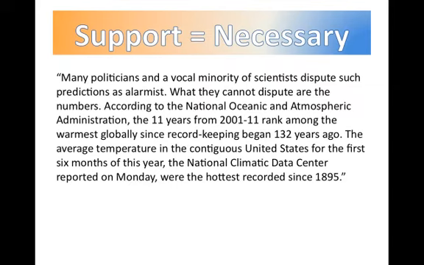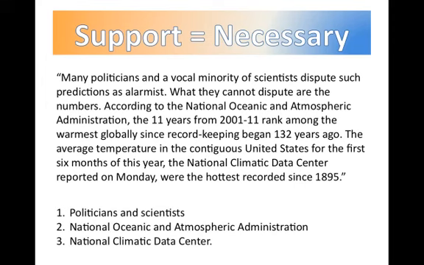Let's look at the next paragraph of the editorial. Many politicians and a vocal minority of scientists dispute such predictions as alarmist. What they cannot dispute are the numbers. According to the National Oceanic and Atmospheric Administration, the 11 years from 2001 to 2011 rank among the warmest globally since record-keeping began 132 years ago. The average temperature in the contiguous United States for the first 6 months of this year, the National Climatic Data Center reported on Monday, were the hottest recorded since 1895.